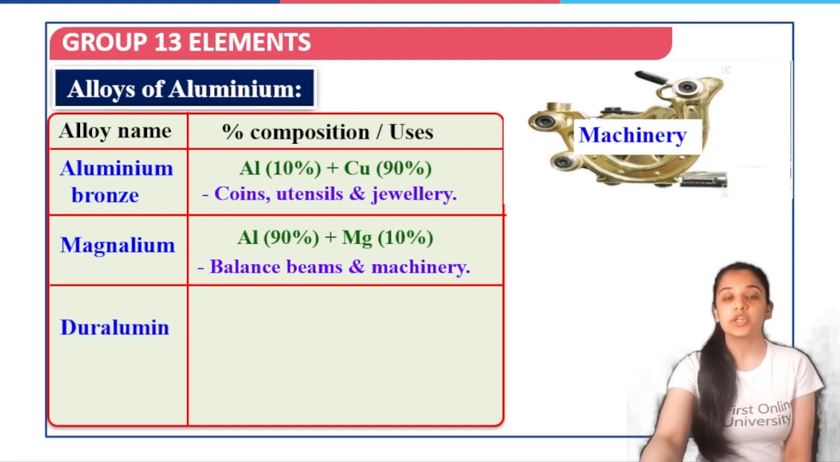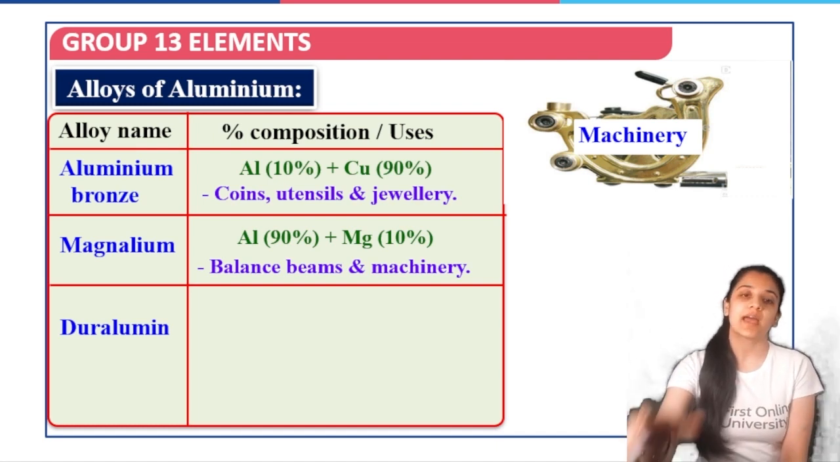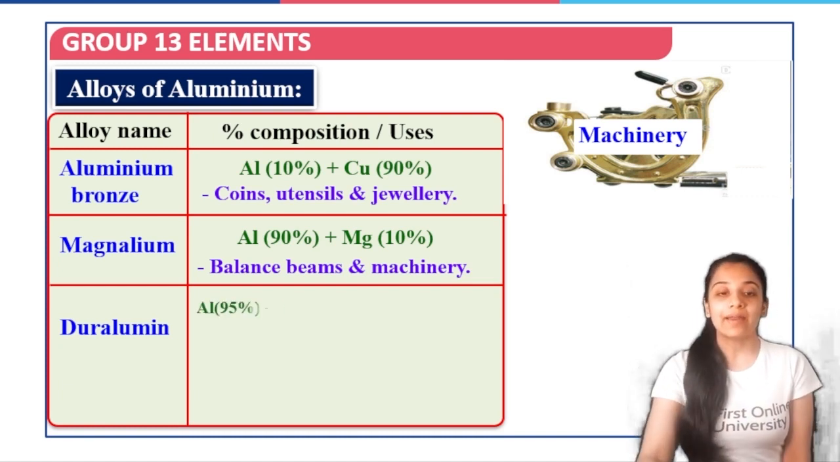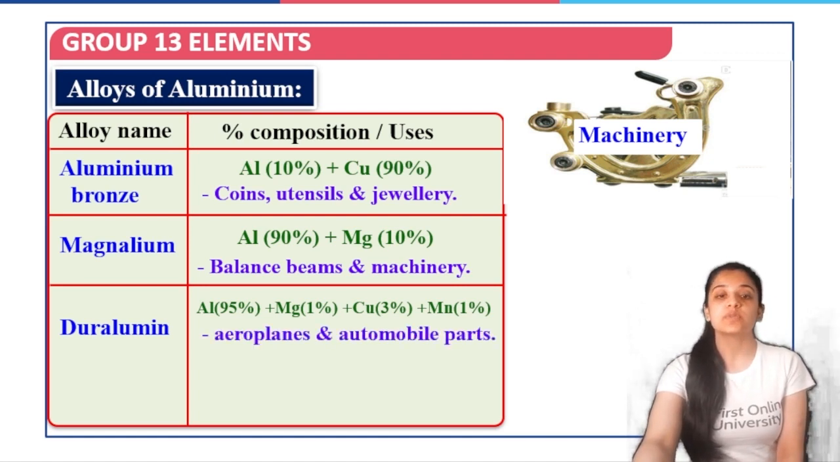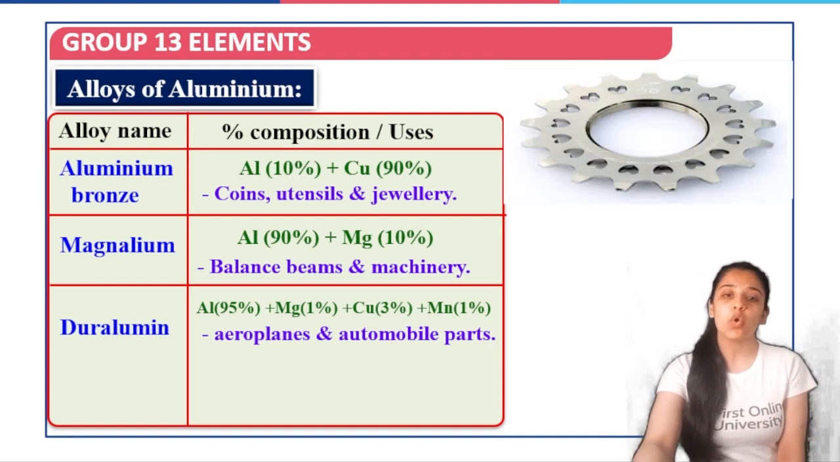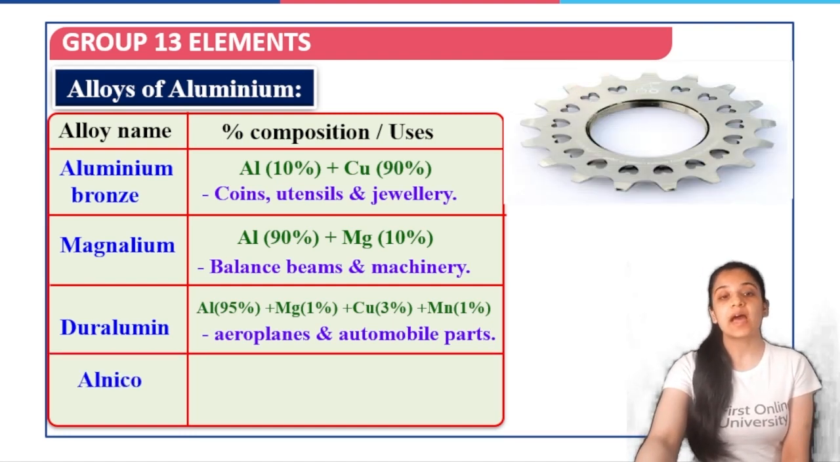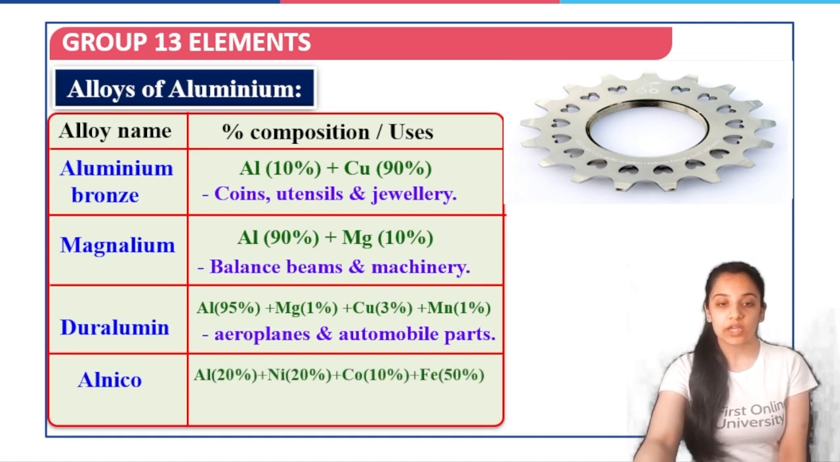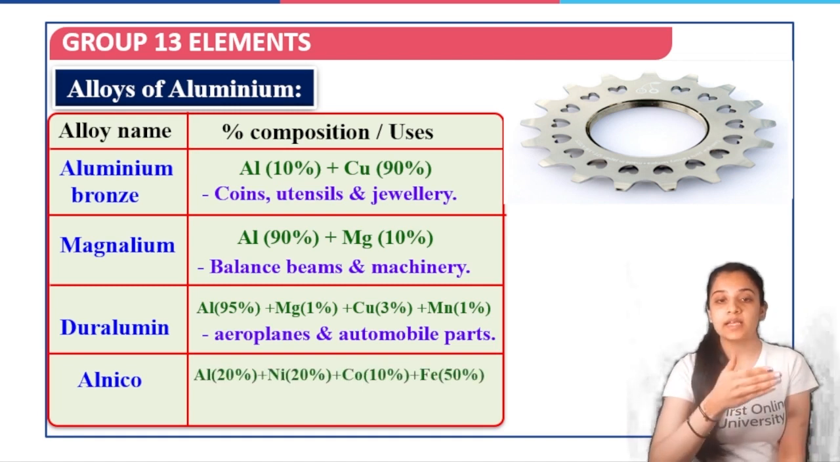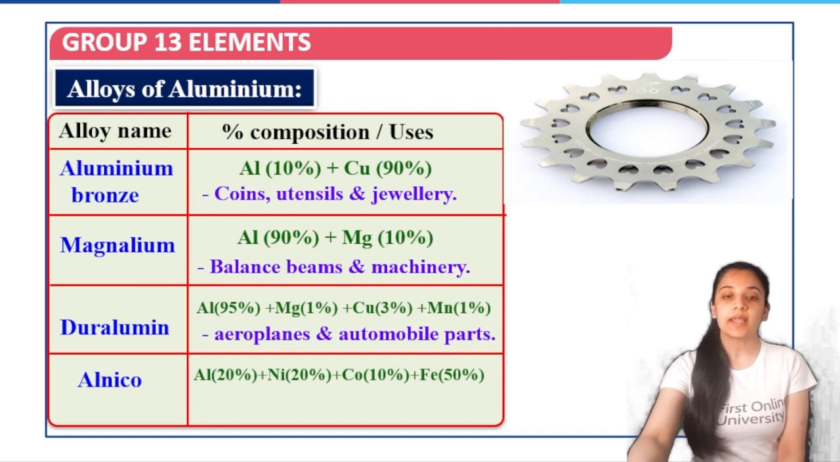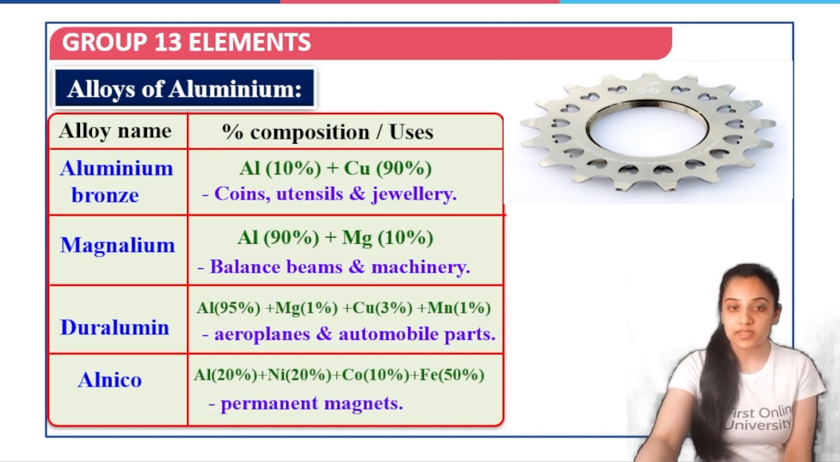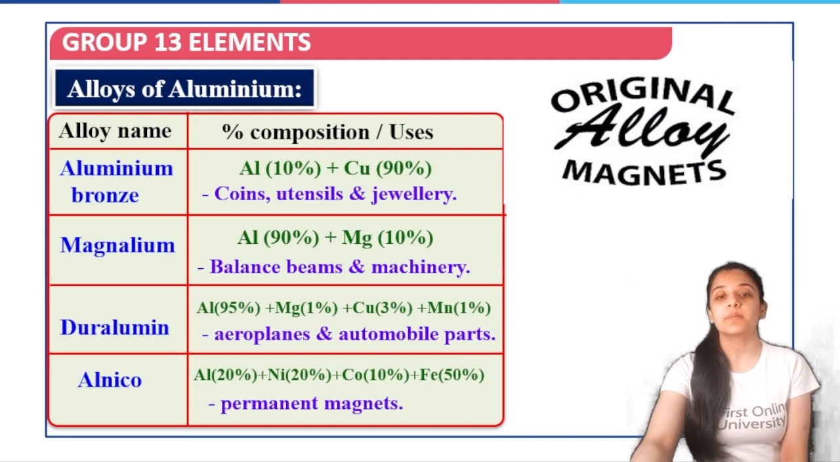Next alloy is duralumin, basically again from aluminium: 95% aluminium, 1% magnesium, 3% copper, and 1% manganese. They're used in aeroplanes and in automobile parts. Next, we have alnico. Alnico has aluminium, nickel, cobalt, as is clear from the name. It has 20% aluminium, 20% nickel, 10% cobalt, and 50% iron, and it is used in the preparation of permanent magnets.